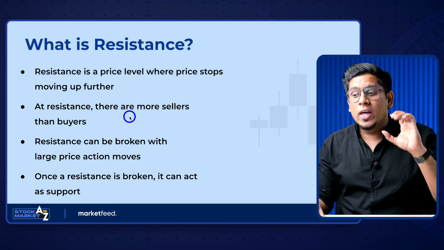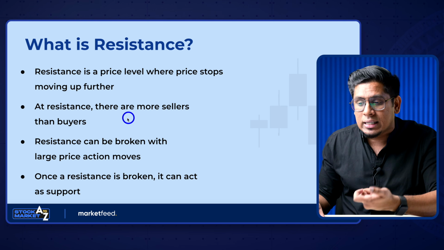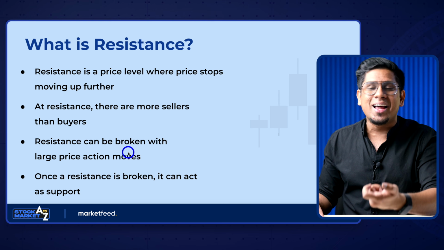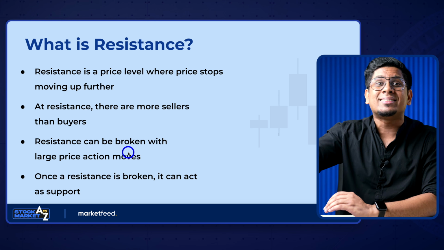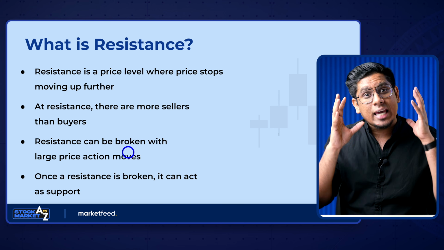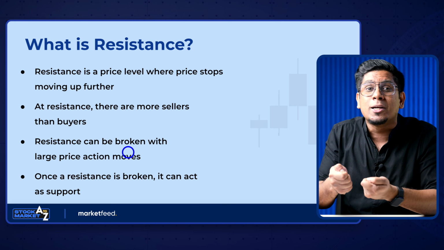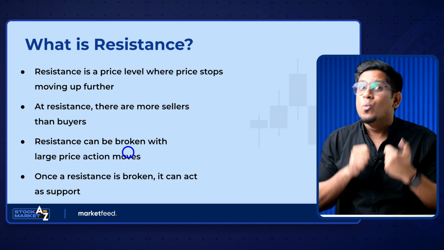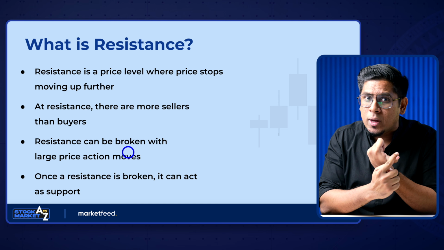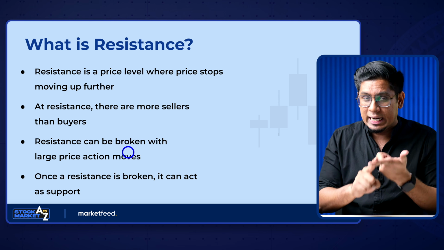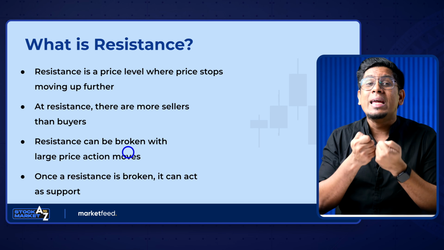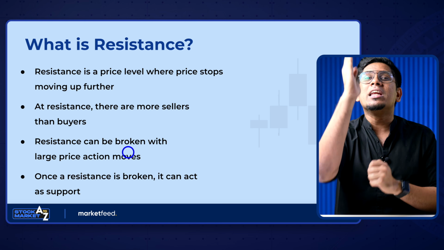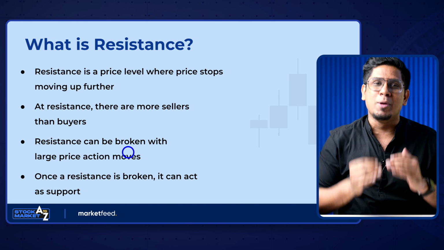At resistance, there are more sellers than buyers. Resistance can be broken with large price action moves. That is also very important. It is not like once a resistance is established, it can never be broken. It can be broken with a large price action move. What is a large price action move? Where there is a large candle formed with a lot of volume, which indicates that a lot of people are buying there. In that case, buyers are beating the sellers there. A large green candle forming there, then the resistance can be broken.